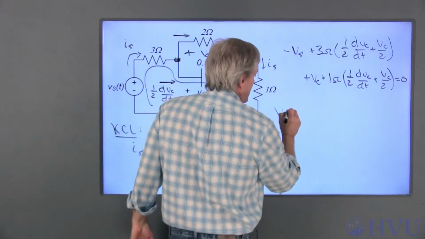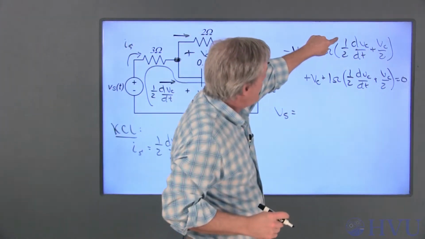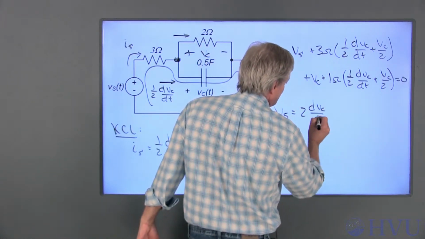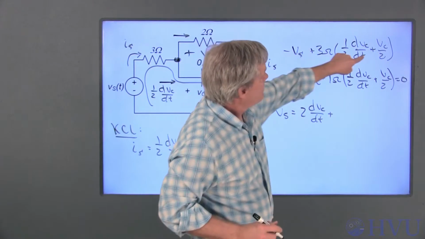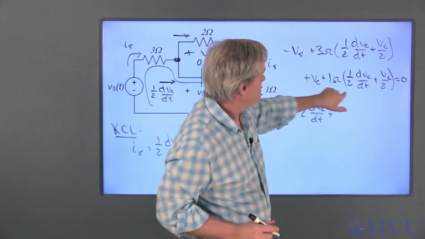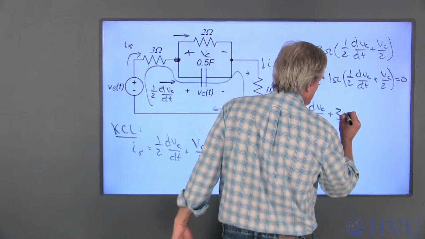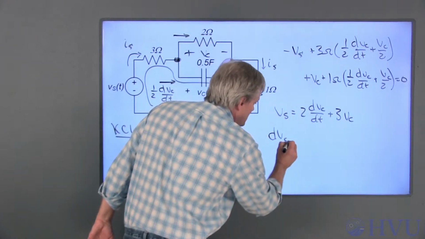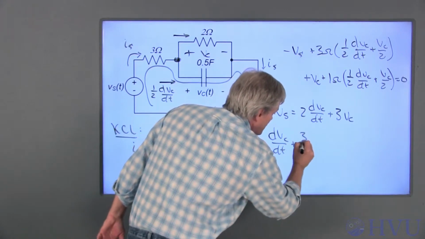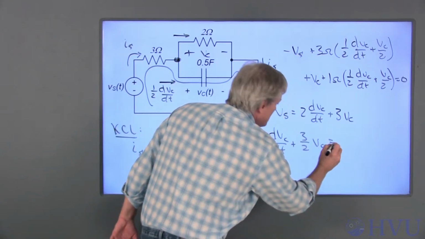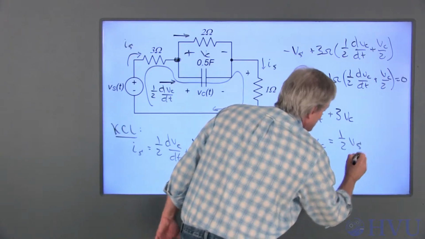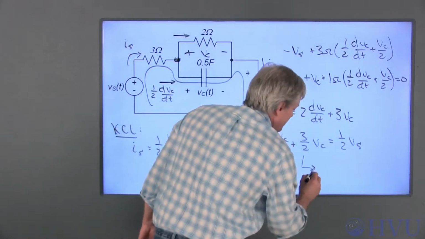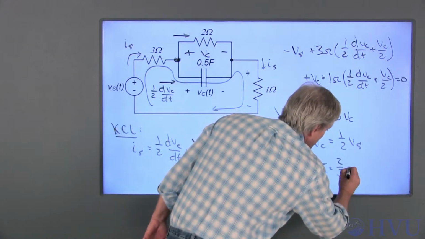Combining terms here, I get Vs is equal to 3/2 plus 1/2, which is 2, dVc/dt plus 3/2 plus 1/2, which is 2, plus 1, Vc, which is 3 times Vc. Dividing out this term gives me dVc/dt plus 3 over 2 Vc is equal to 1/2 Vs. With the 1 multiplying the derivative term, this is 1 over tau, so for this circuit, tau is equal to 2/3 of a second.